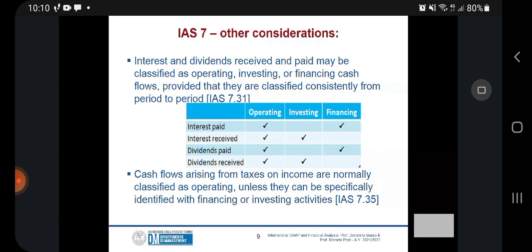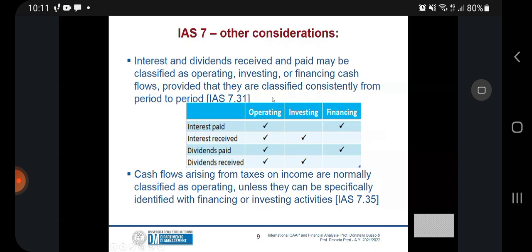That means that if in 2020 you have included interest paid as part of operating activity, you cannot suddenly change that in 2021 and include interest paid under financing activity. That is, you should be consistent with the treatment and representation of this item. Does that make sense, or does that answer your question? Sorry? No. Can you repeat your question again, please?